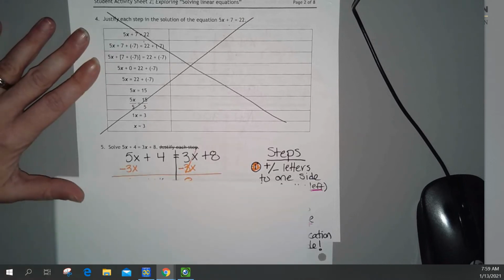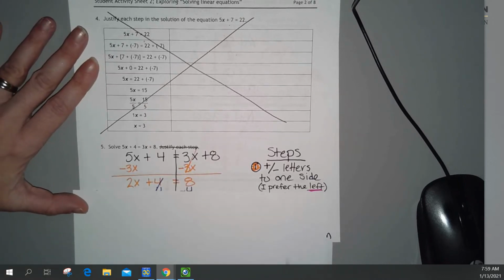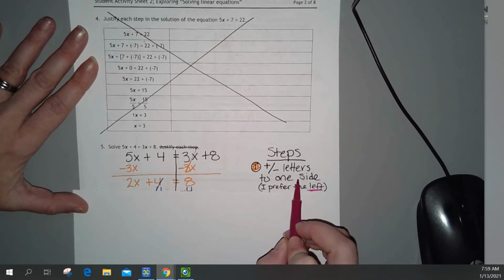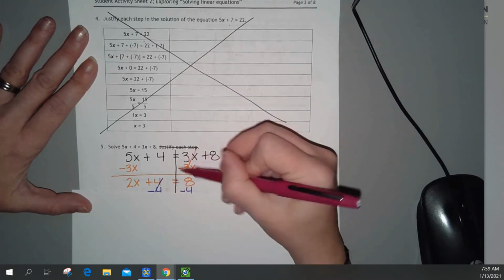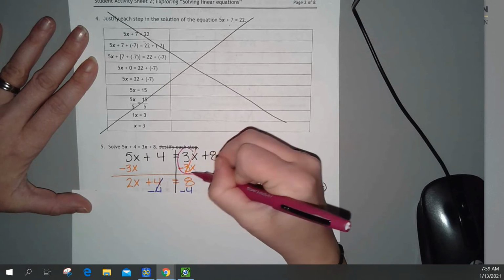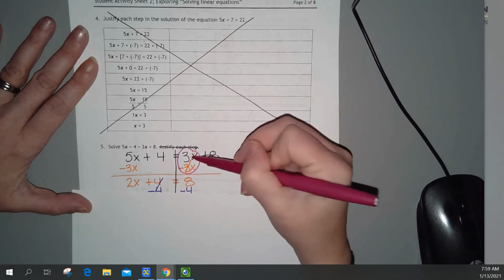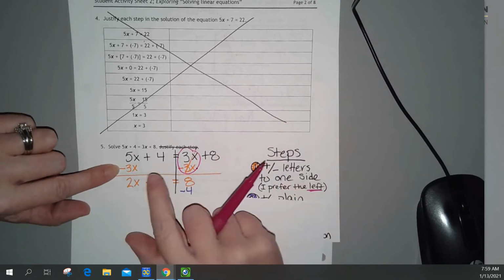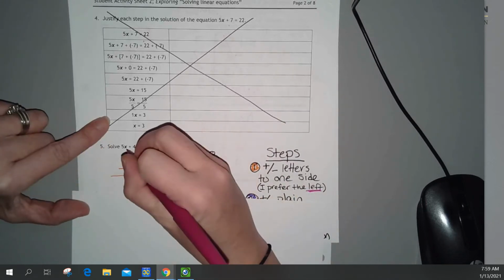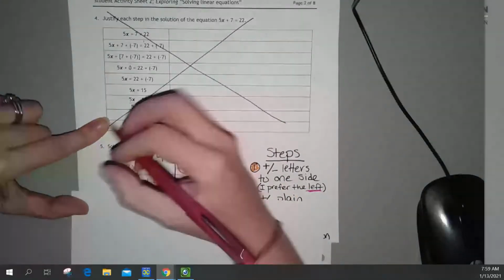So let's take a look. Step 1, I said to plus or minus our letters to one side. Again, I prefer the left. So I'm going to move this 3x, move the whole thing to the other side. Because it's a positive 3x, I'm going to minus 3x. Take it over here. I have to do like terms. Put it with the other x.